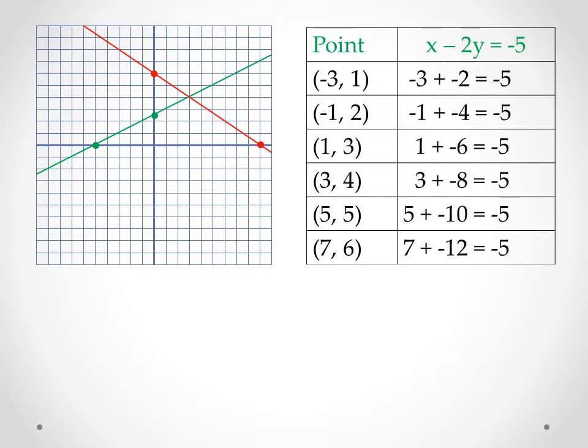Check it at any point you want to. Let's check it at x equals 5. All right, x goes in one time, that's 5. And minus 2 times 5 would give us negative 10. Negative 10 and 5 is negative 5, so it checks out.